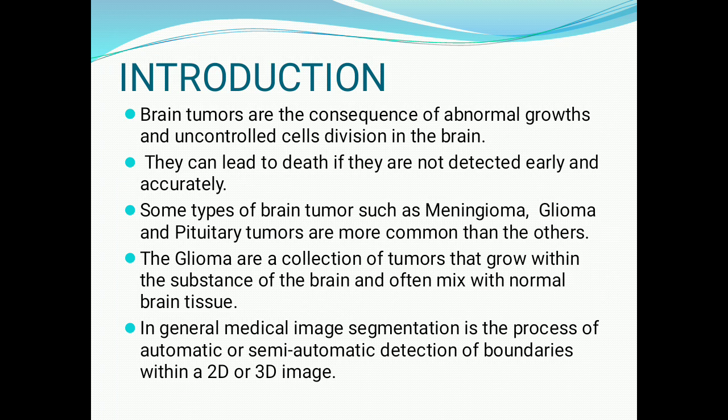The pituitary tumors are abnormal growth of the brain cells. Pituitary tumors usually develop in the pituitary gland of the brain. These tumors can appear anywhere in the brain because of their intrinsic nature. Also, they do not have uniform shape; they have different sizes, shapes, and contrasts. In general, medical image segmentation is the process of automatic or semi-automatic detection of boundaries within a 2D or 3D image. In recent years, many works have been done for segmentation of medical images, such as skin lesion, brain tumor detection, monitoring heart ventricles, and liver diagnosis.